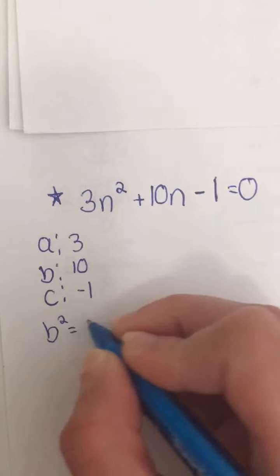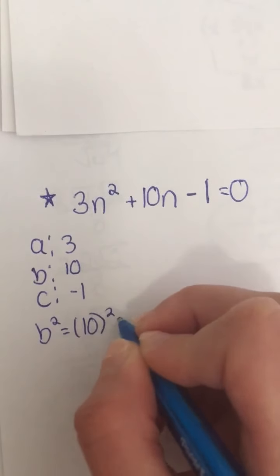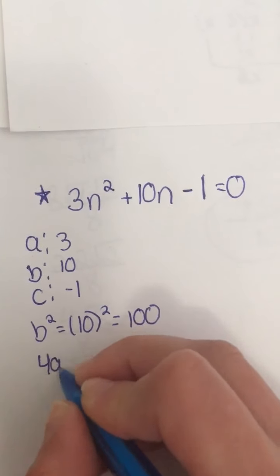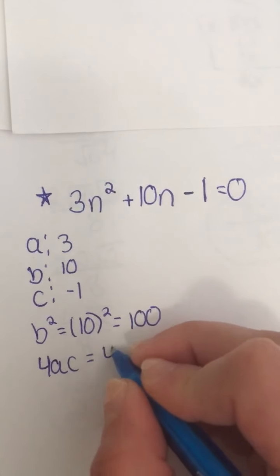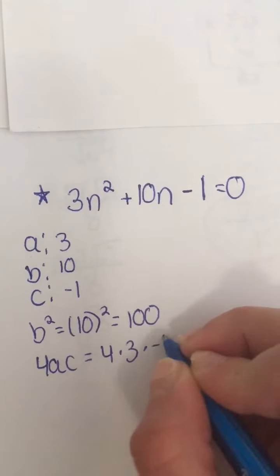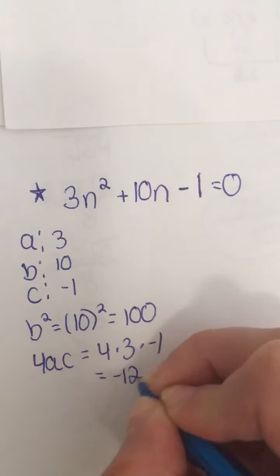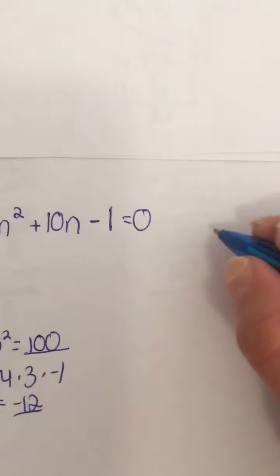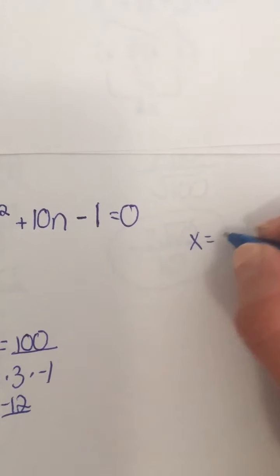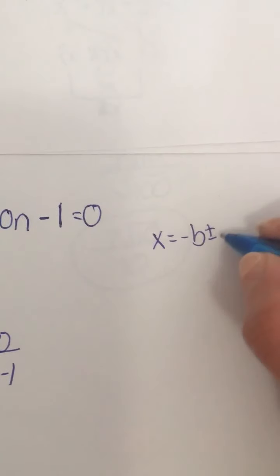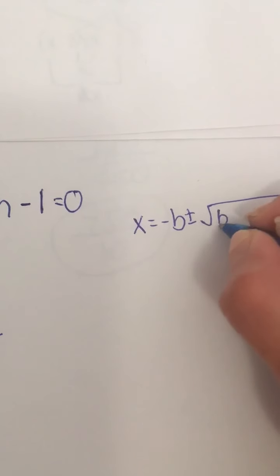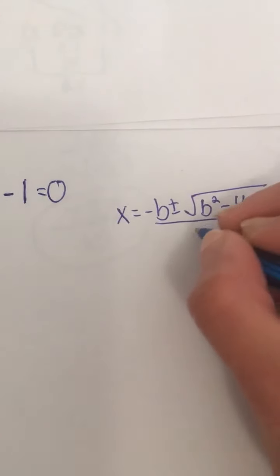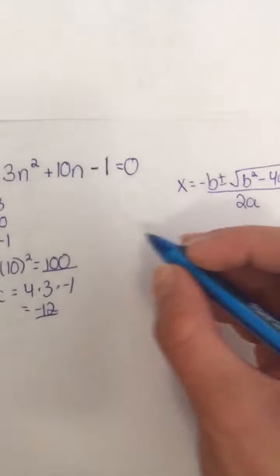B squared is 10 squared, which is 100. 4ac is 4 times 3 times negative 1, which is negative 12. So we know that we're going to need to plug these in eventually. Okay, so again, the formula is negative b plus or minus the square root of b squared minus 4ac over 2a. And then we're just plugging into there.